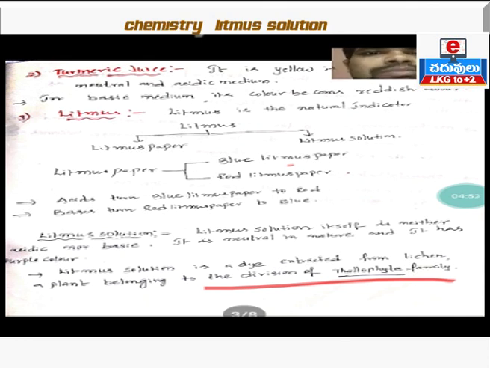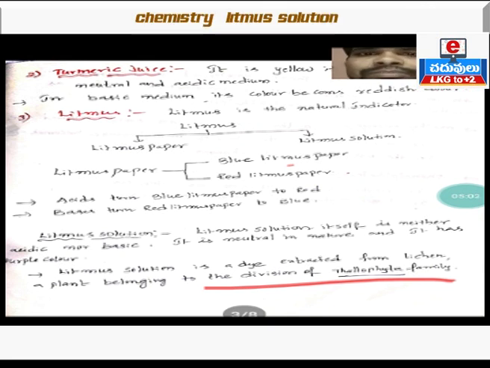Generally, we use litmus paper to identify the nature of the chemical substance, whether it is acid or base. In some cases, we use litmus solution also. In some laboratories, litmus paper is available. In some laboratories, litmus solution is available. You can use any one, either litmus paper or litmus solution. Clear?